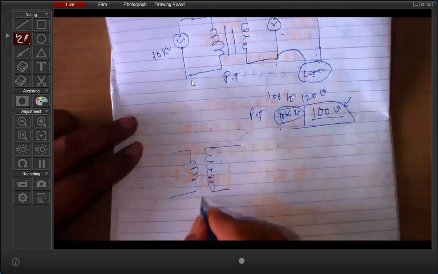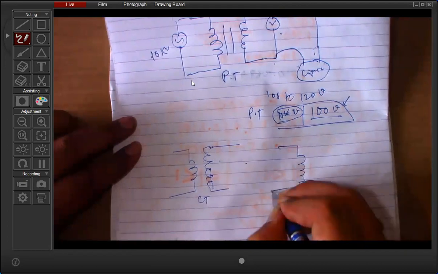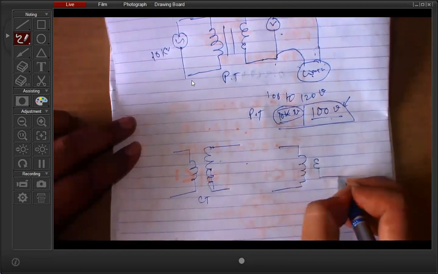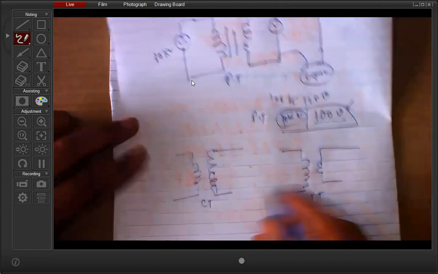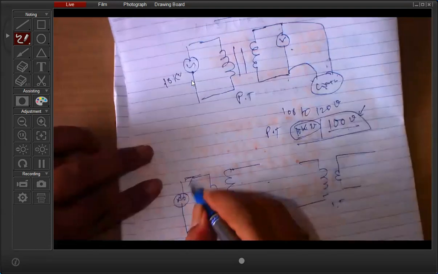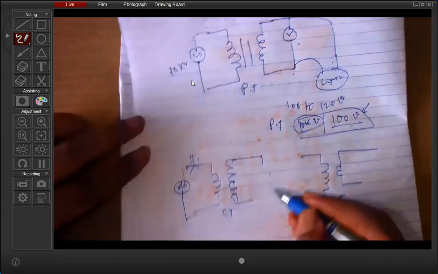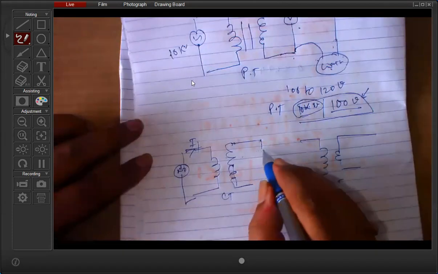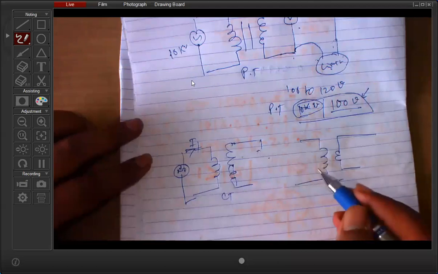And there is one potential transformer, PT. Suppose you have one current source, or you can say voltage source. Suppose I1 is current and I2. So what is the load across the secondary winding of the current transformer?